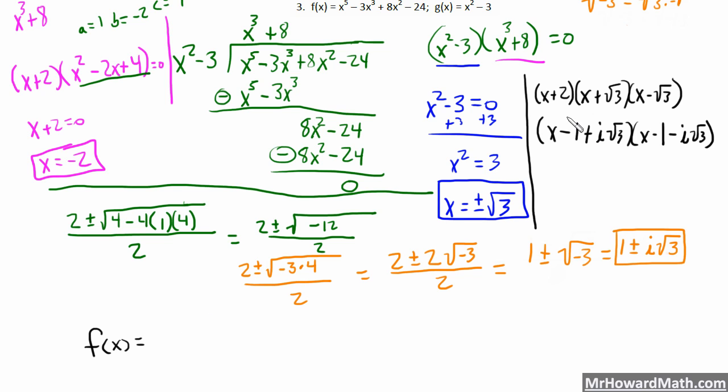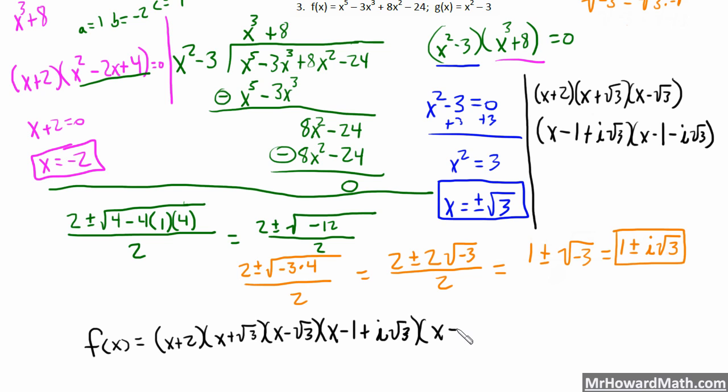All right, so all together, writing all of this side by side, it would be x plus 2 times x plus square root of 3 times x minus square root of 3 times x minus 1 plus i square root of 3 times x minus 1 minus i square root of 3. All right, so let's talk about where each one of these came from.